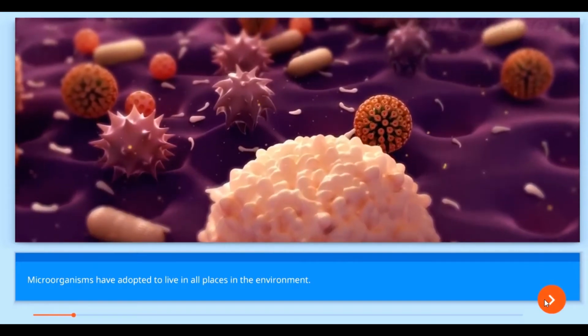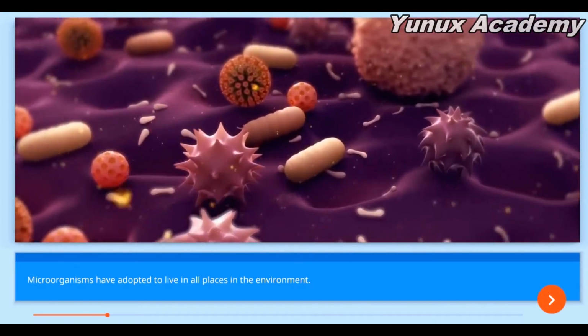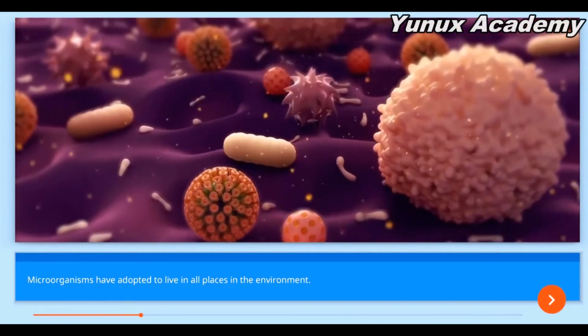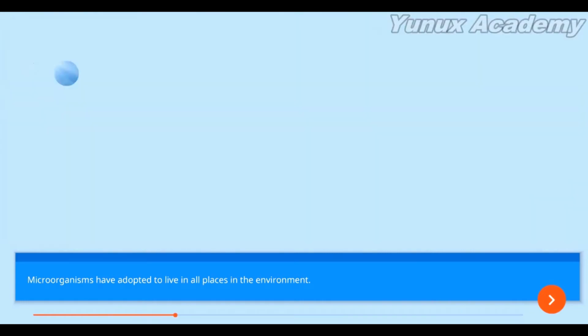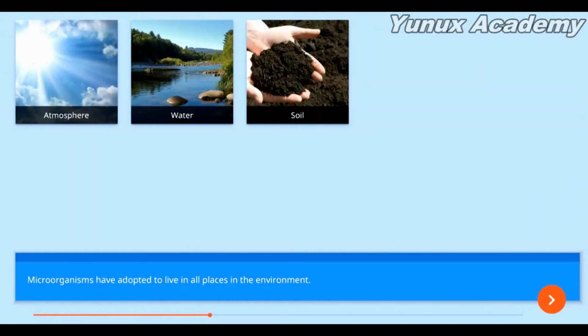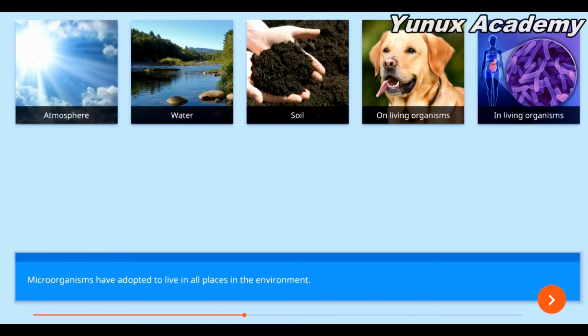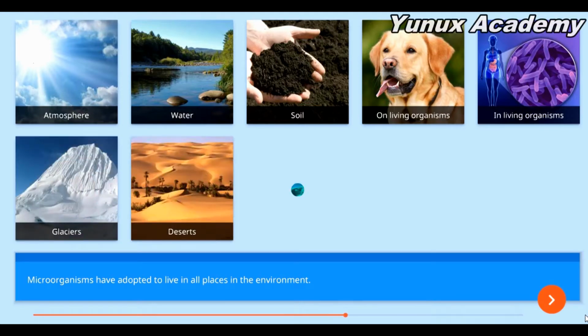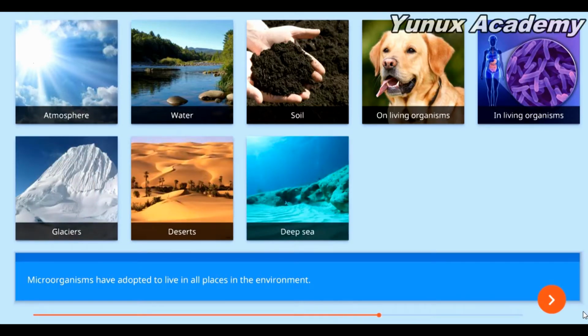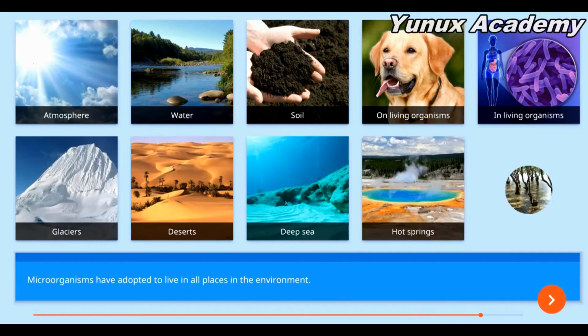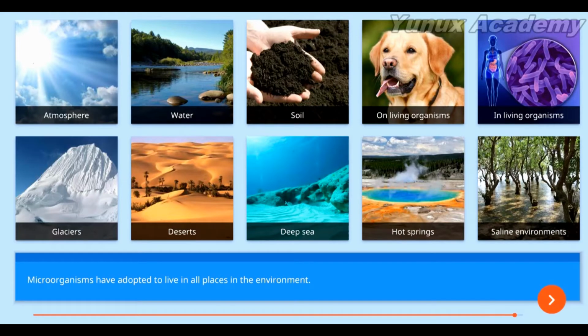Microorganisms have adapted to live in all places in the environment. For example, microorganisms live in the atmosphere, water, soil, and on and in living organisms. Not only that, some microorganisms also live in glaciers, deserts, and the deep sea, where ordinary organisms cannot survive. Further, they are also able to live in hot water springs, saline environments, etc.